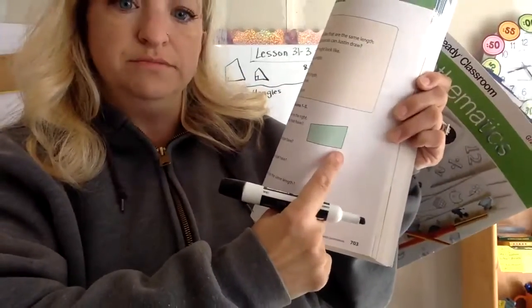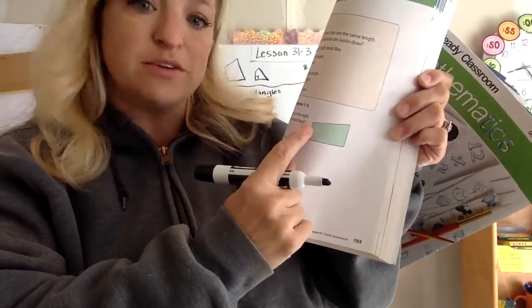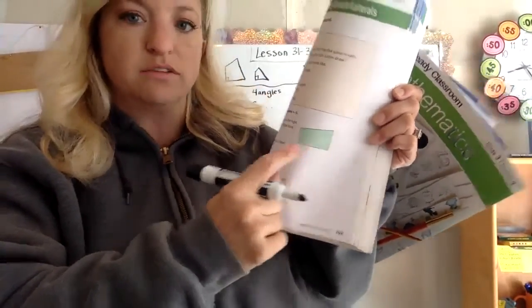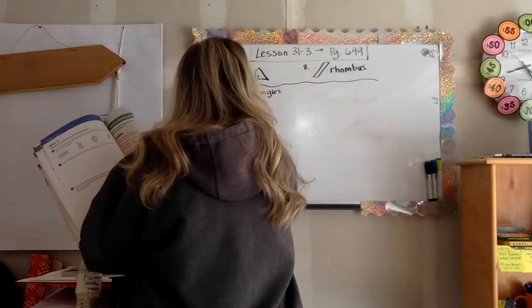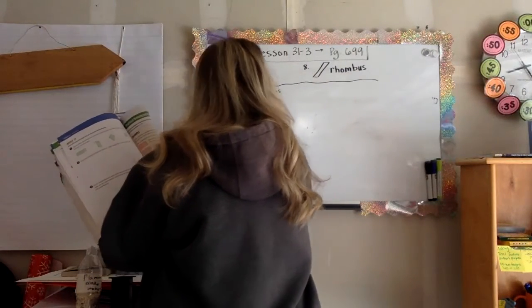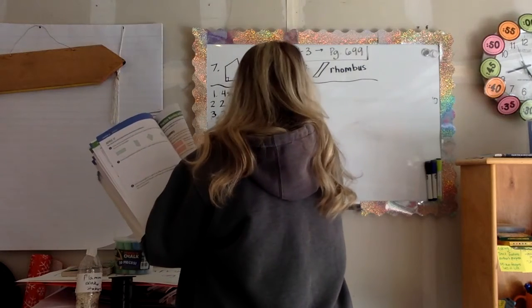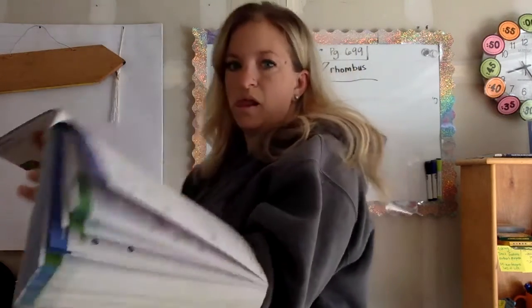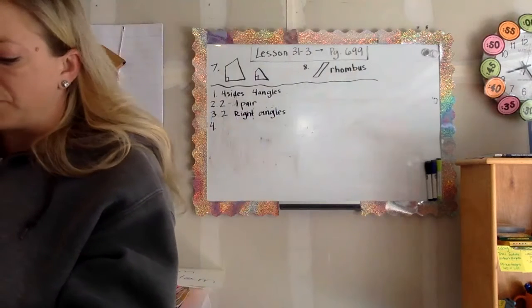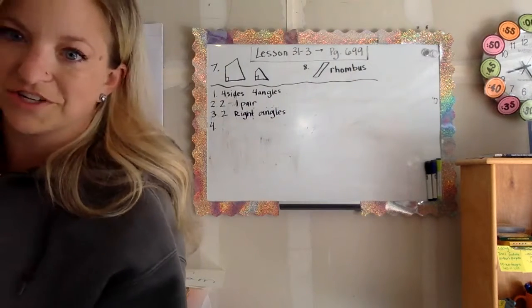It has 1, 2. This is not a right angle, and this is not a right angle. So it only has 2 right angles. Number 4. I'm trying to write small since my eraser issue.